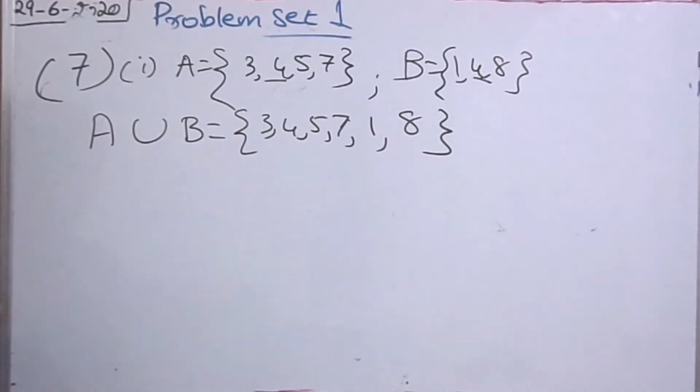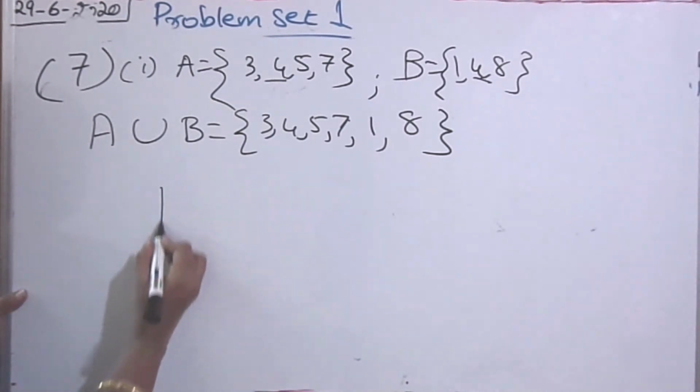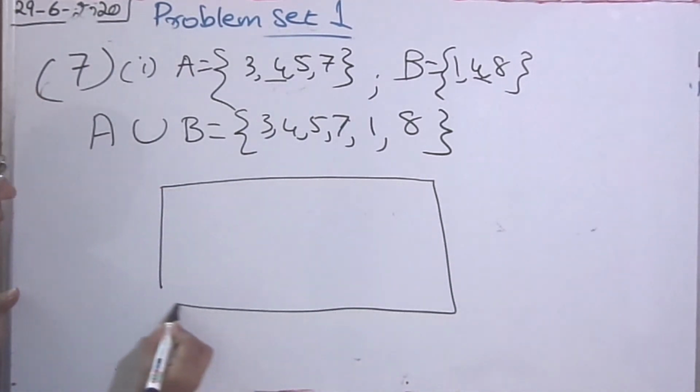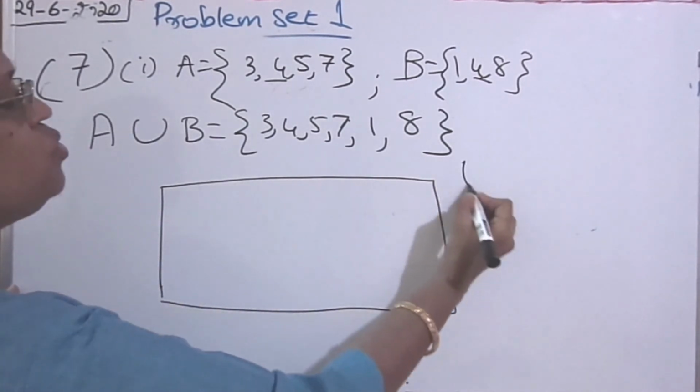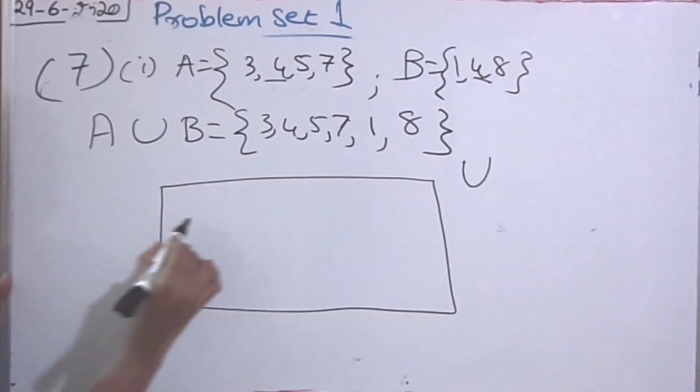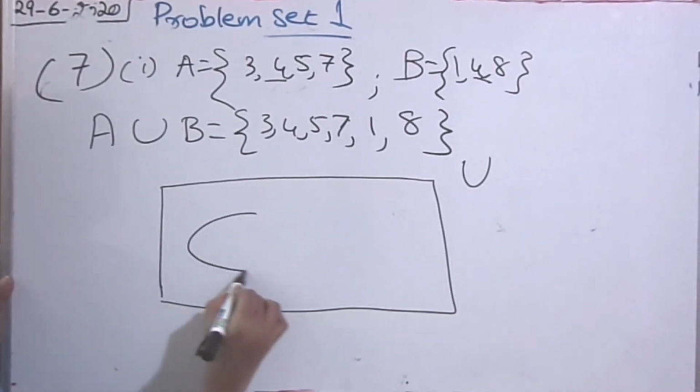Now we have to show the Venn diagram. In a Venn diagram, we represent the universal set by a rectangle. We have already studied and we write down U outside. A and B are two subsets that we show by ovals.